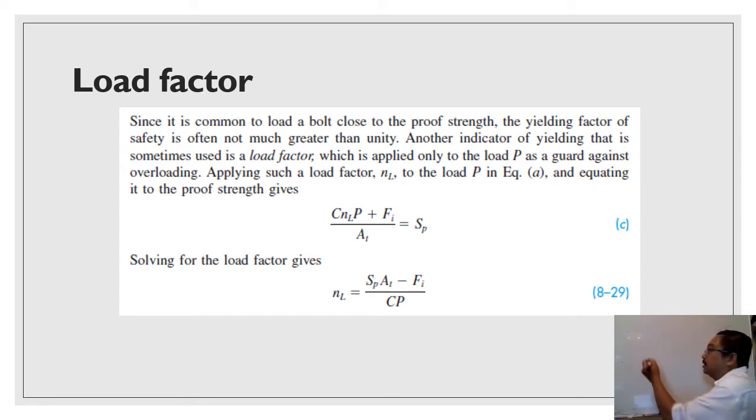The original equation is S_p equals (C P plus initial load F_i) over the area of the thread. So this is the original equation without the load factor. Now we have to put in the load factor because we do not know what load we want to put. So we put an n_L here.